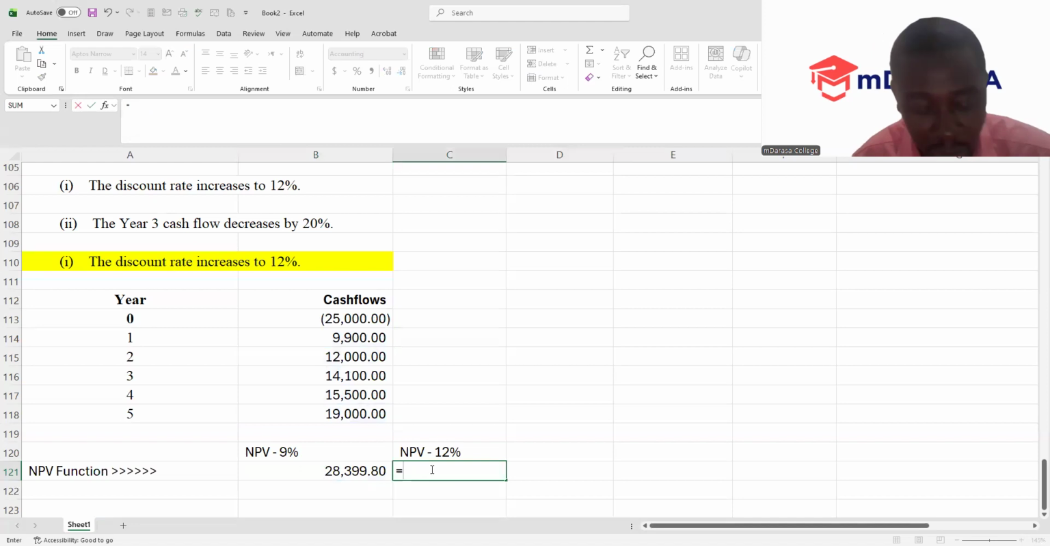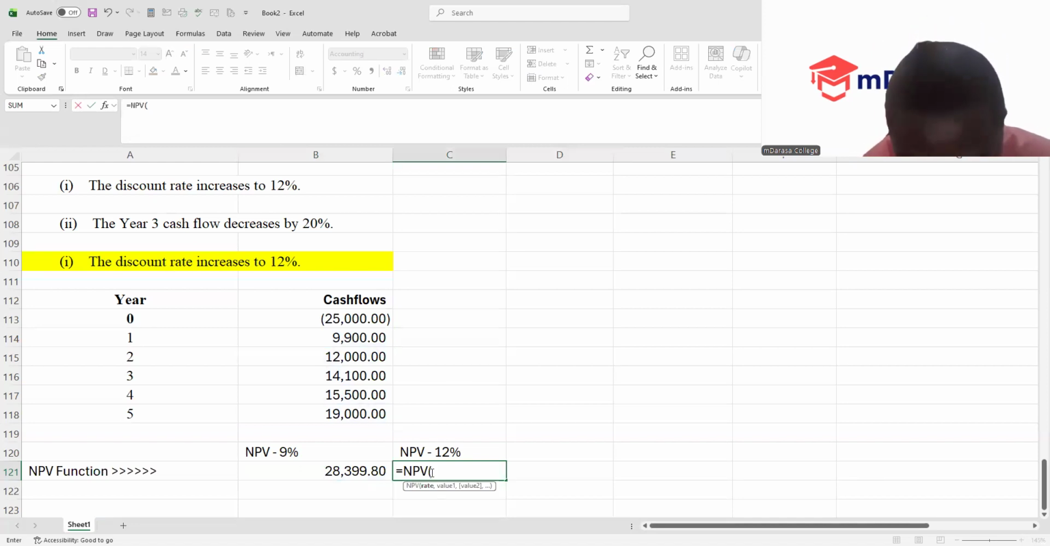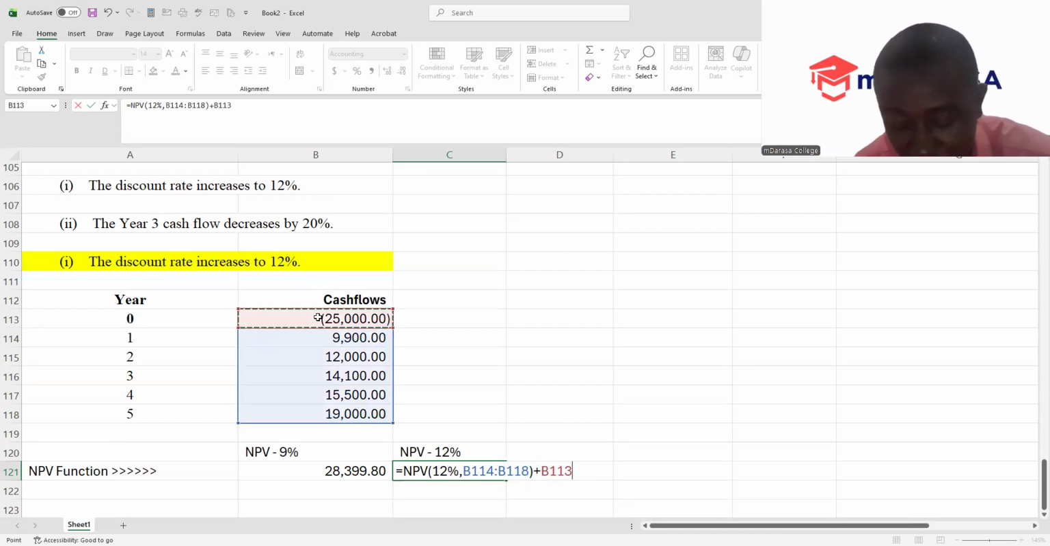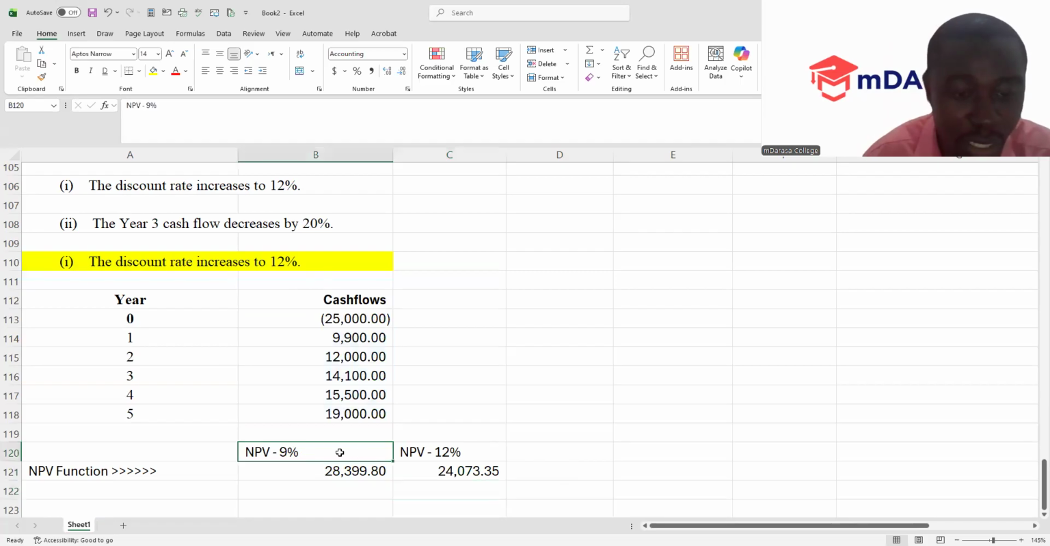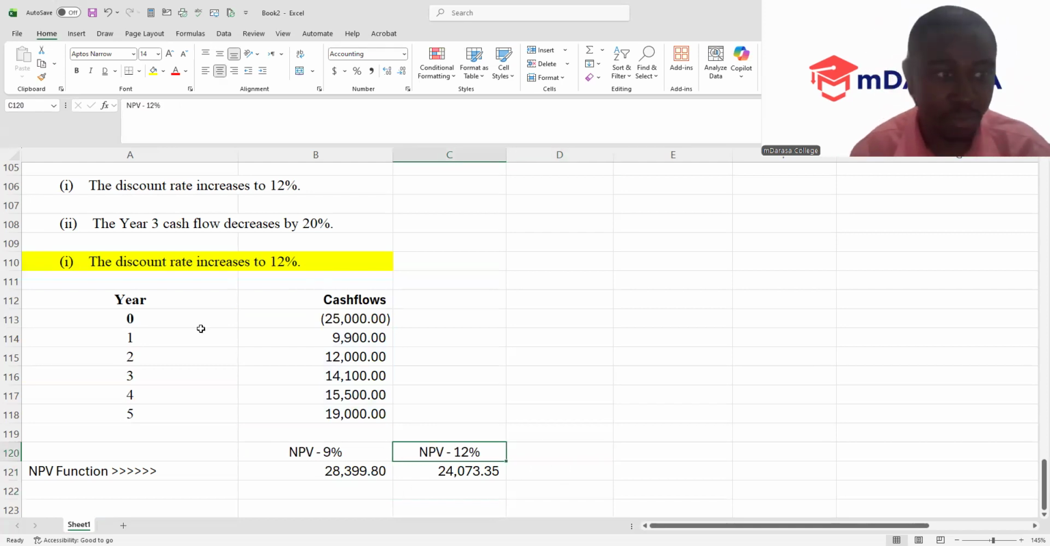The same procedure will apply when you're looking at NPV at the rate of 12%. So you take that percentage, this is 12%, comma, our values highlighted. We close that, then less initial outlay. So this will be our NPV at these given rates. See, this will be our NPV at these rates, in the scenario where our rate is 12%.